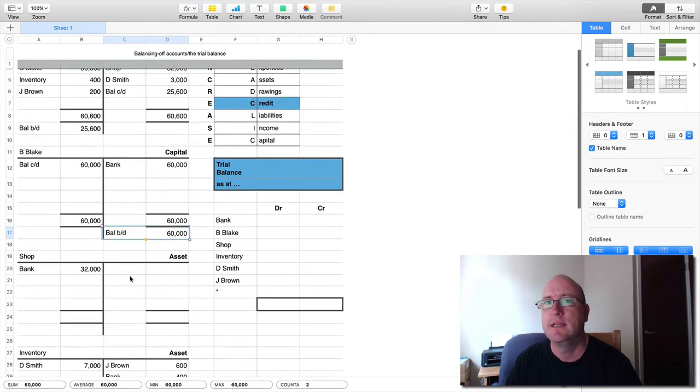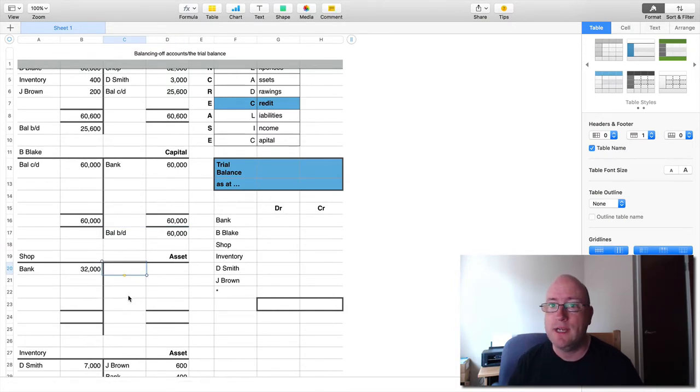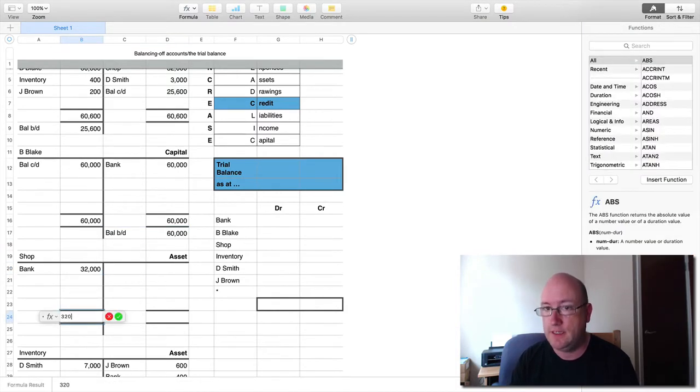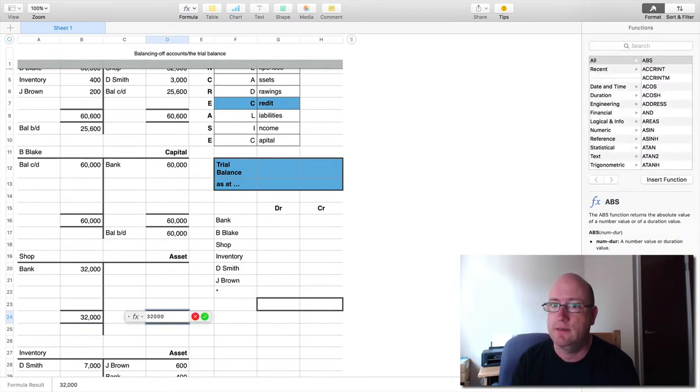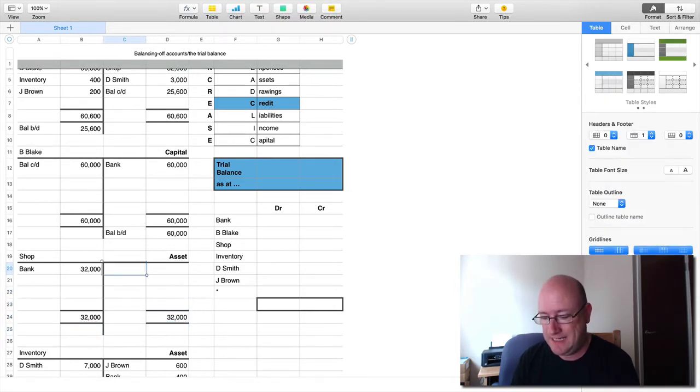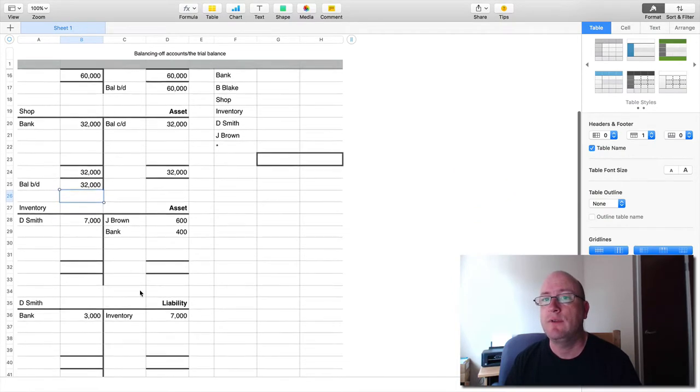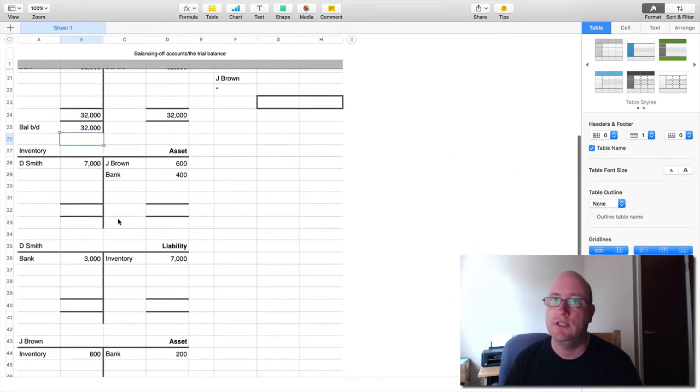Hopefully that makes sense. And the shop, similarly, there's only one entry, so we know that total has got to be £32,000. So we're going to carry that balance down of 32,000. And we're going to bring it forward on the debit side because it's still a debit balance, because no other transactions have happened in that period, £32,000. Okay, so we've still got a couple of accounts to do.